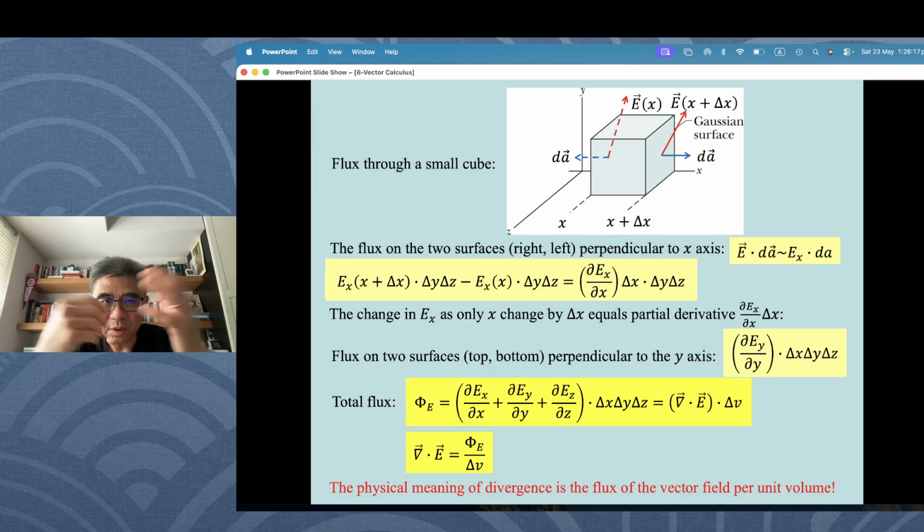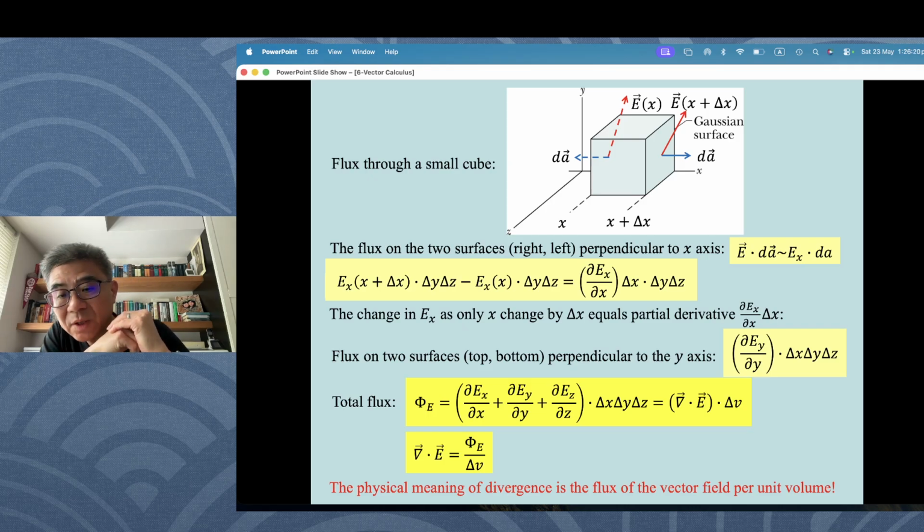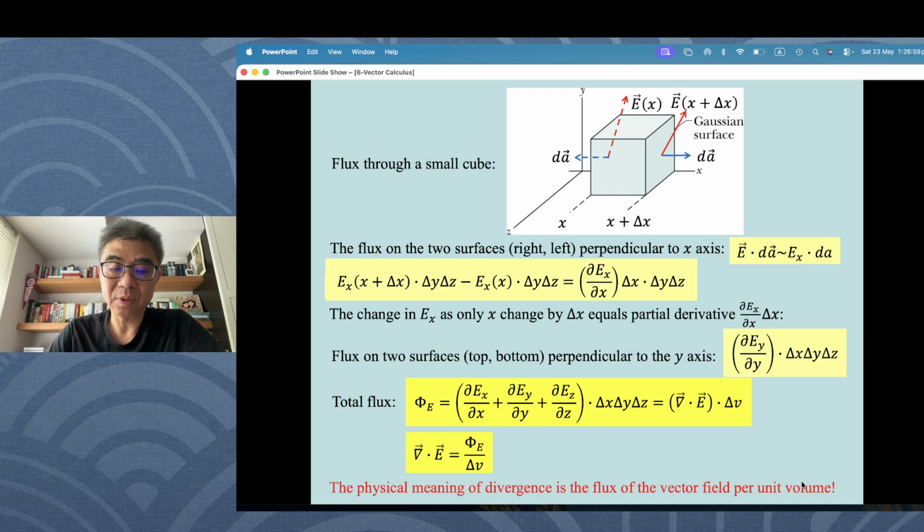Even though here we derived it from a cube, what we have is a definition or physical meaning of the divergence of the electric field. If you pull this delta V to the left-hand side, you get the divergence of E equal to the flux through this cube over delta V, the volume of the cube. So we usually say the divergence is the flux of the vector field per unit volume.